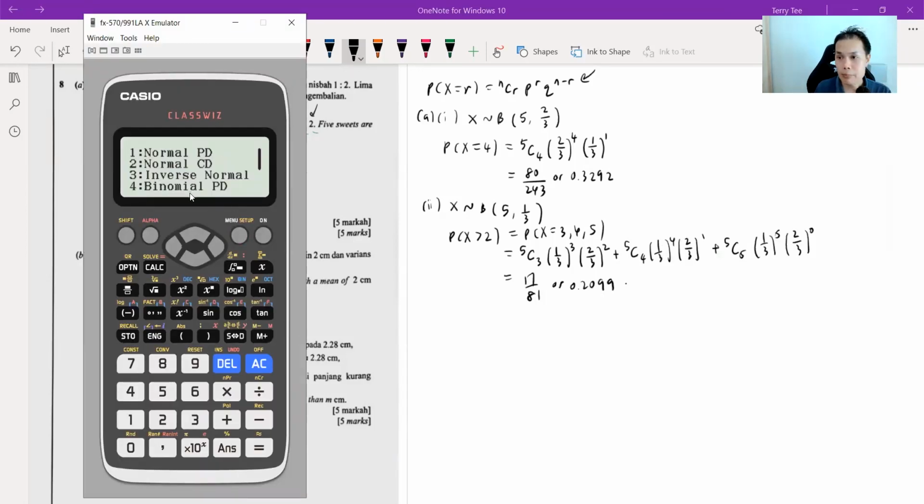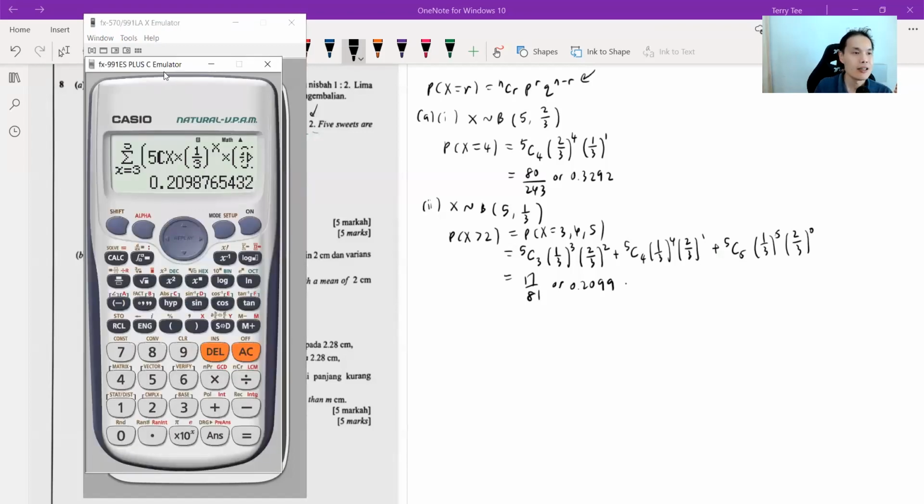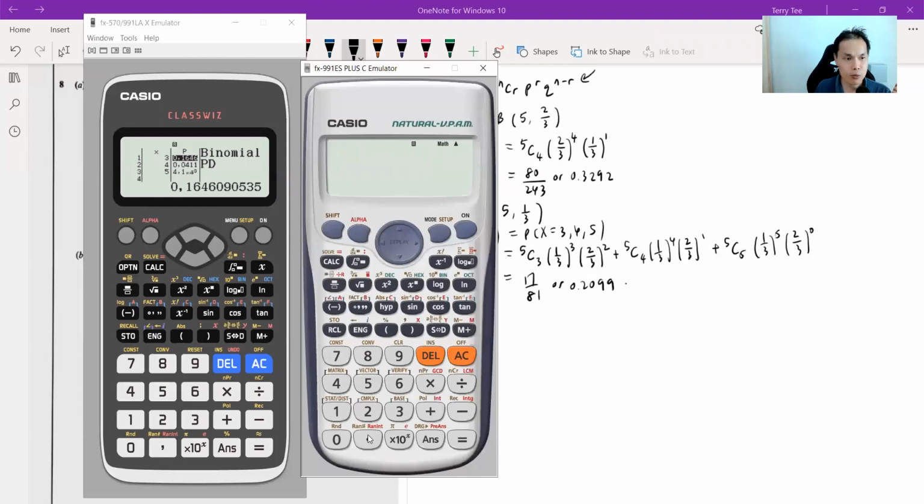Okay, you go to number mode 7. Yeah, show you again. Sorry, we say menu 7 for distribution. Go to number 4, binomial PD. Go to list. Listing means we list out the numbers that we want. We want 3, we want 4, we want 5, right? So just press equals. My n is still 5. My p is not 2 over 3 now, it's 1 over 3. And I press equals. There you go. The only thing is I have to add them up. Yeah, so you may have to write it down.